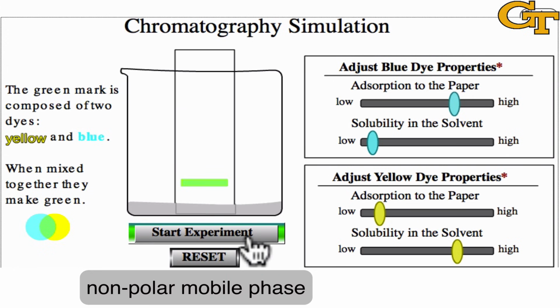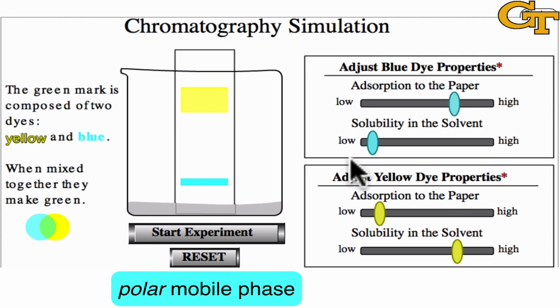Watch what happens when I start the experiment. We see the mobile phase moving upward until it hits the initial spot. And now the yellow compound, which is very highly soluble in the solvent, is moving up at a much faster rate than the far less soluble blue compound, which is also strongly attracted to the paper. At the end of the run, we've got very good separation between the yellow compound and the blue compound. In practice, separations are rarely this easy.